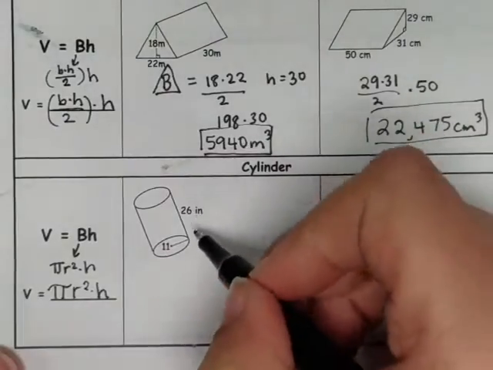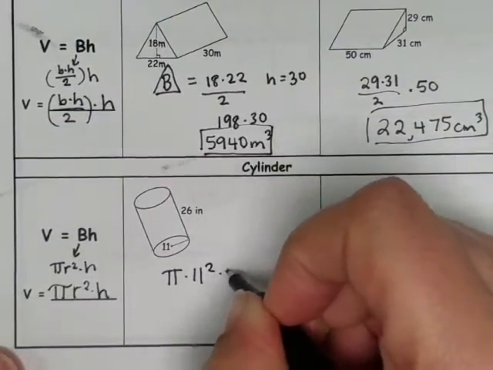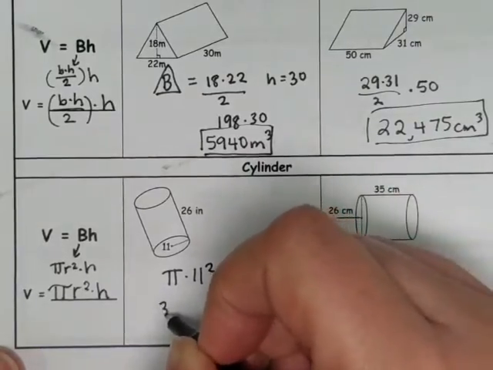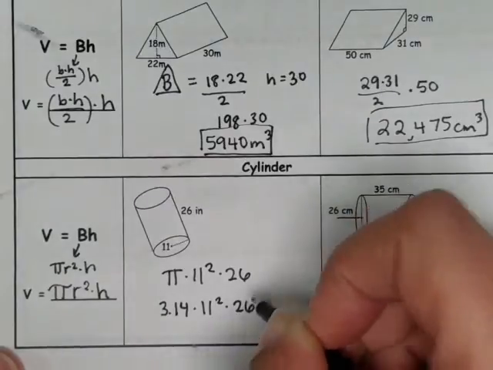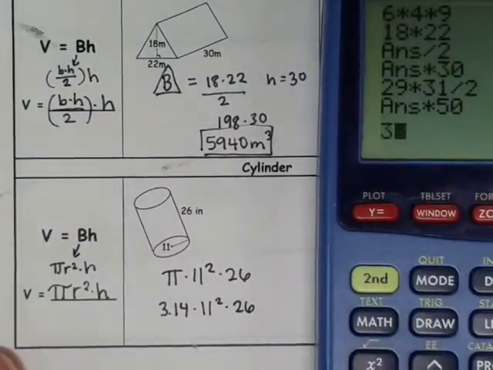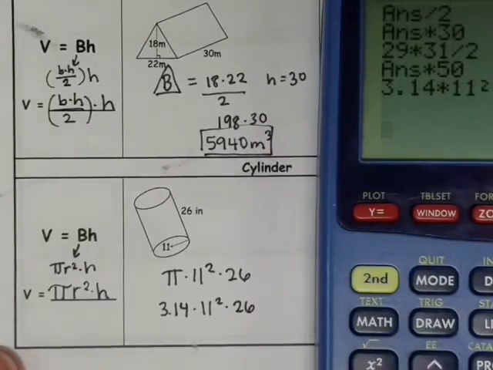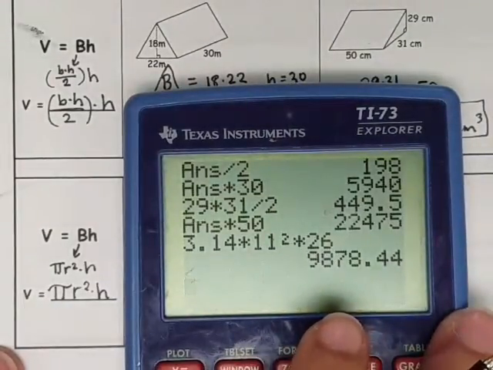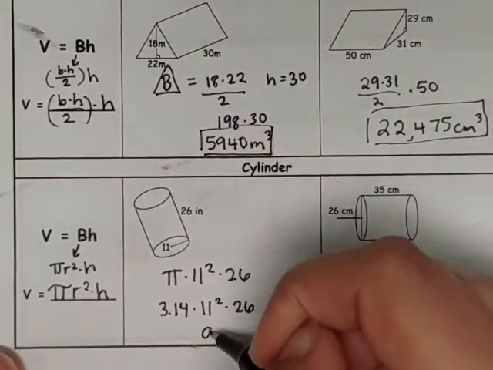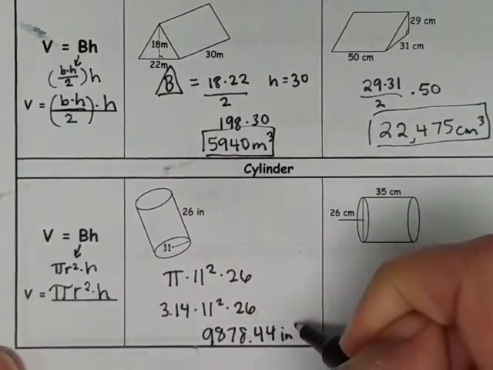So let's find the volume. Pi times 11 squared times 26. We're going to use 3.14 for pi, times 11 squared times 26. And I'm just going to type this all on my calculator. And I get 9,878.44. 9,878.44 inches cubed.